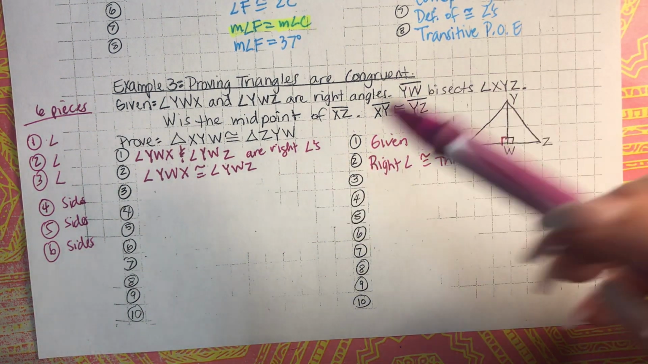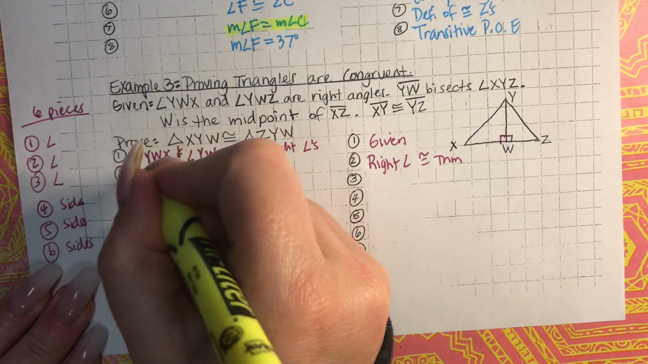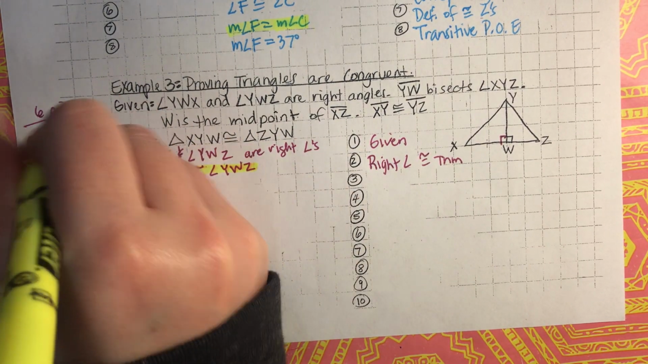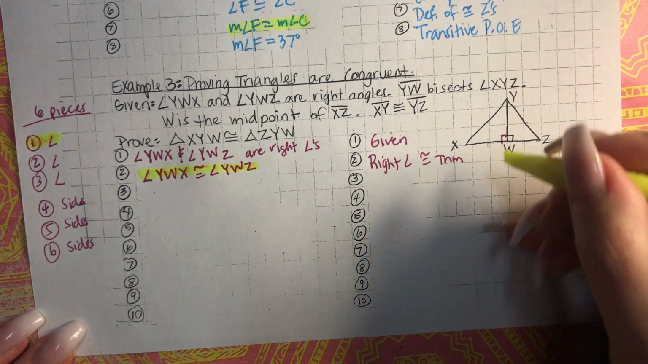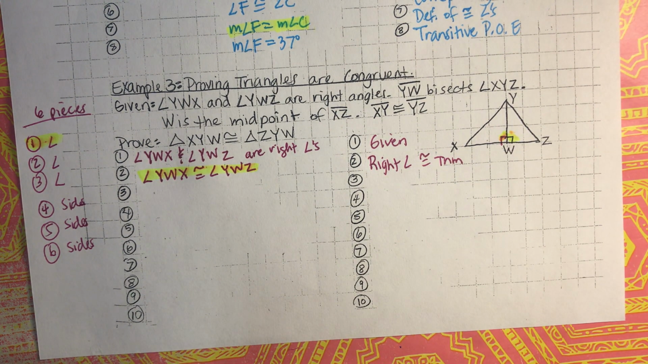Perfect. Okay, so we have one angle. So this information tells us that one angle is congruent. So we have one of the 6 pieces of information, right? This angle is congruent to that angle. Perfect. Okay, so that's 1, 5 more to go. Let's go to the next.